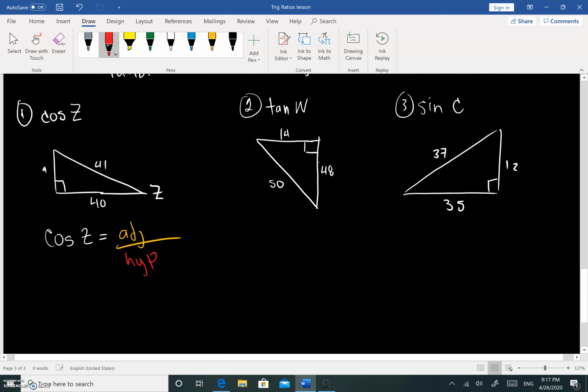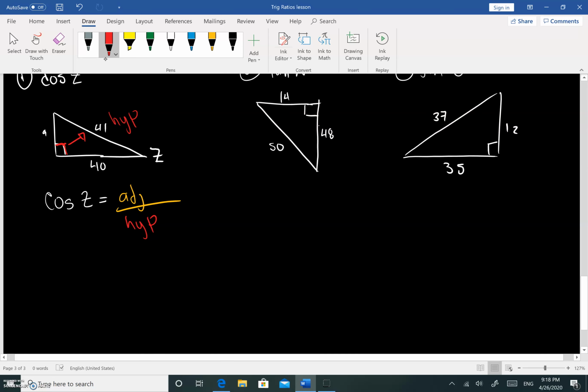So we have to find the adjacent and the hypotenuse. So the hypotenuse is the easier one. So we have the 90-degree angle here. So the side that's opposite to the 90-degree angle is 41. So that's going to be my hypotenuse. Now, if you don't remember that, you can also look at the 3 numbers, and the largest one is 41. Therefore, that is our hypotenuse. Remember, the largest side of a right triangle is the hypotenuse.